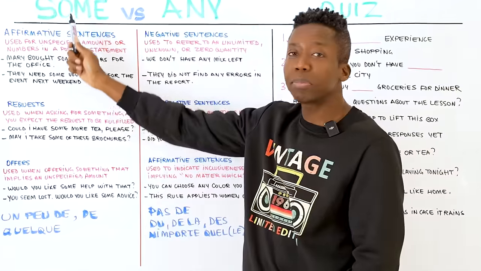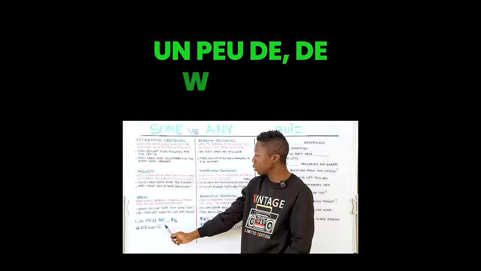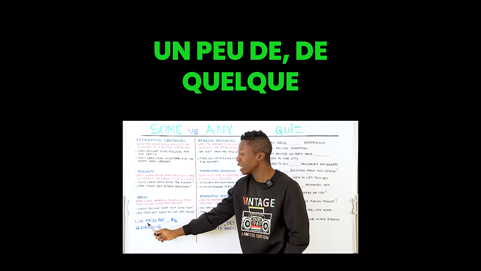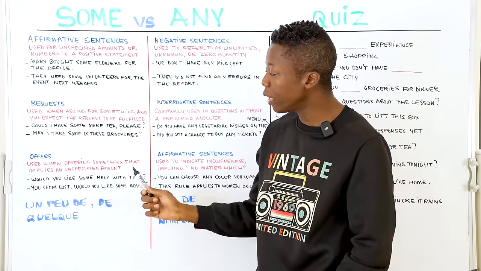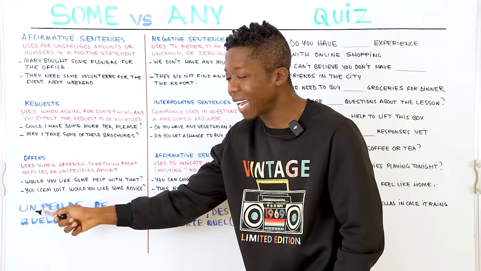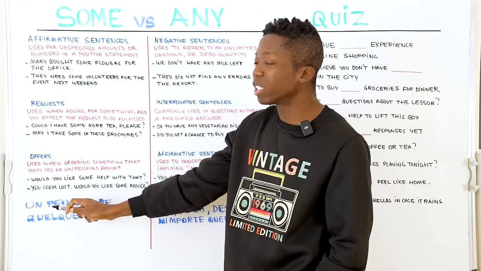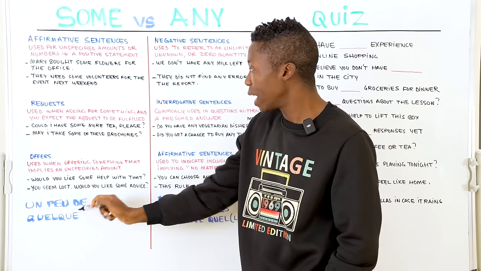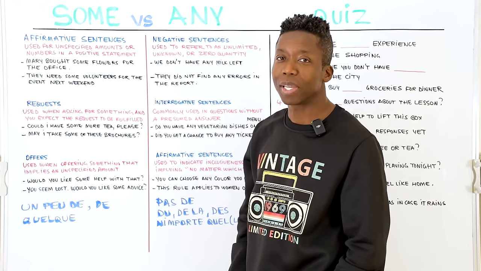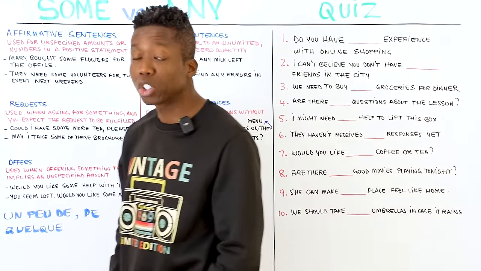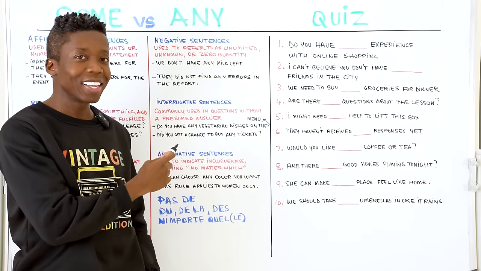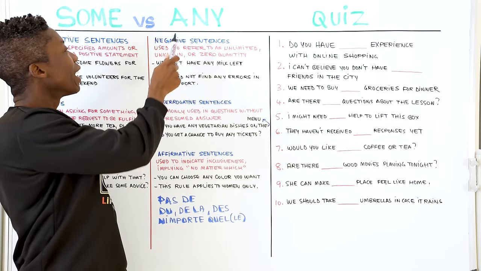En français, some, c'est quoi? C'est un peu de, ou bien quelques. All right. Very, very important to understand what it means in French so that next time that you want to say un peu de, then you replace it with some. Make sense? All right. So can we move on to any? We're good? Very good.